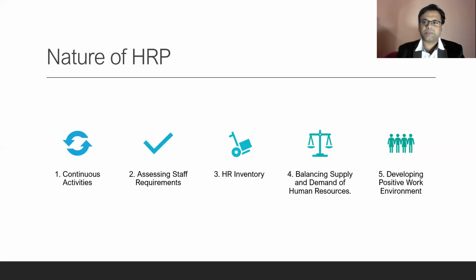Number two is assessing the staff requirement. We will be assessing what is the exact requirement, not only number wise, both quantity wise and quality wise. 100 is the manpower that would be required. That's fine. But with what kind of skill sets?